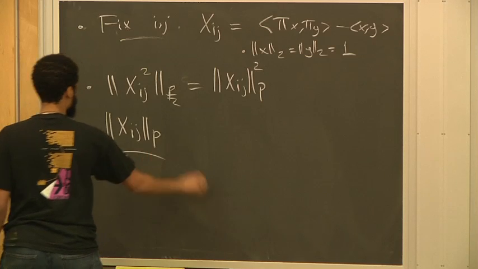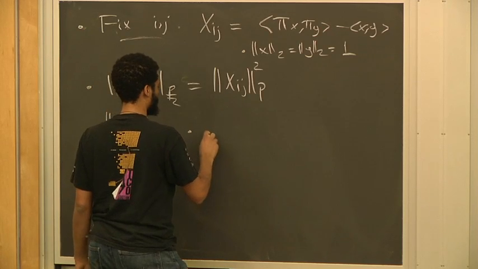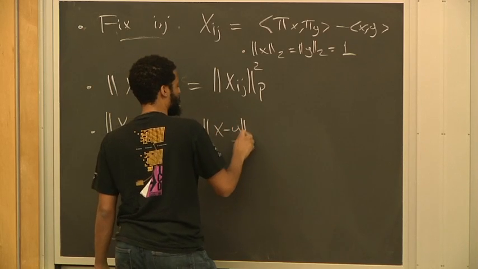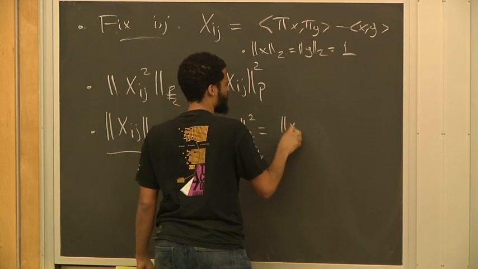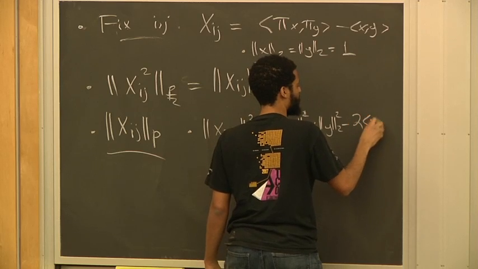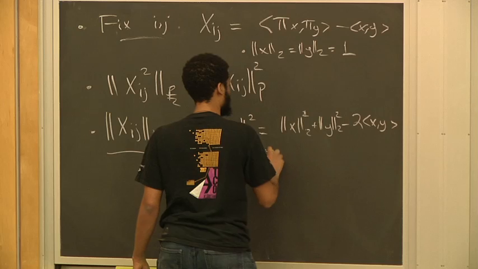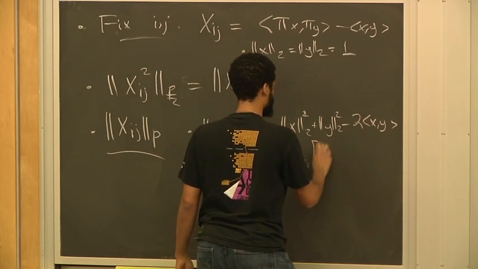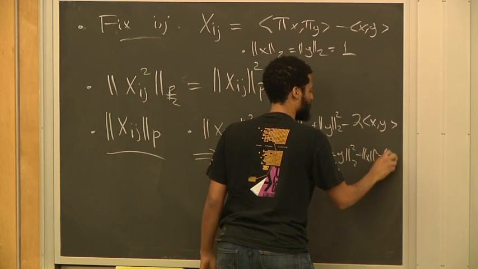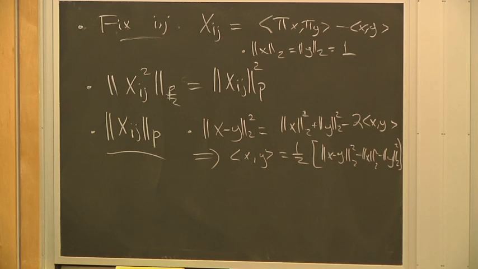Let's look at this thing. Notice that we have the L2 norm of x minus y squared is equal to x squared plus y squared plus minus 2 x dot y, which implies that x dot y is equal to 1/2 of x minus y squared minus x squared minus y squared. And we can write something similar for pi x dot pi y.